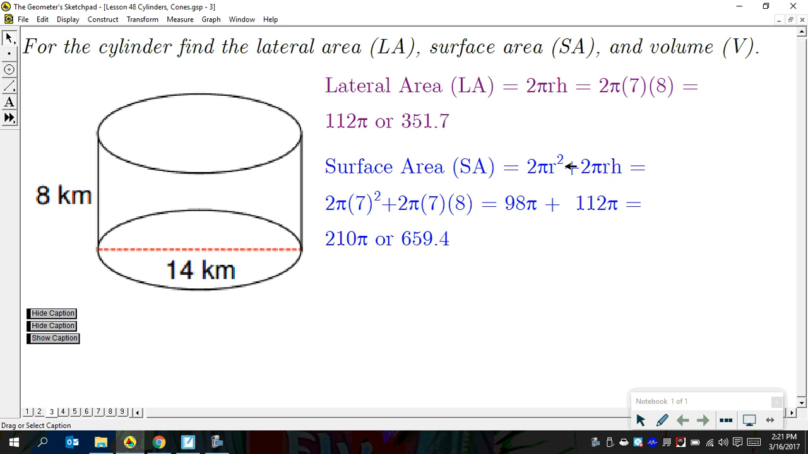For the surface area, I'm going to plug in, again, 7 for R, 8 for H. Simplify both of these to get 98 pi plus 112 pi. And then I can answer in either way. And again, volume, plugging in 7 for R, 8 for H, simplify, and that's what we get.